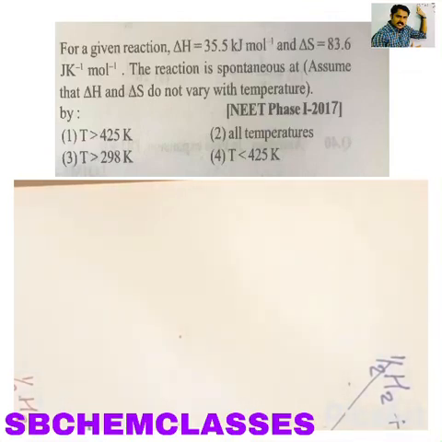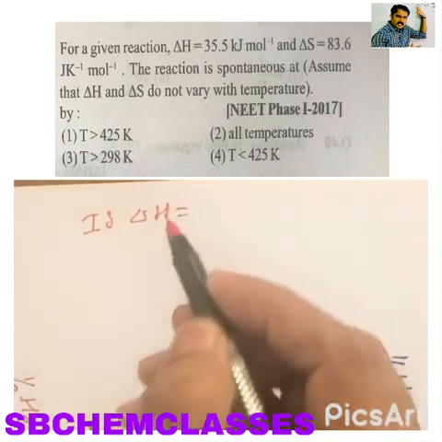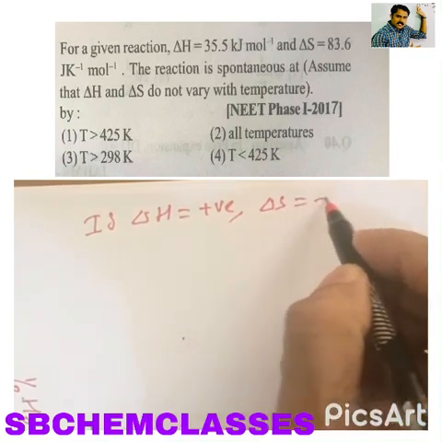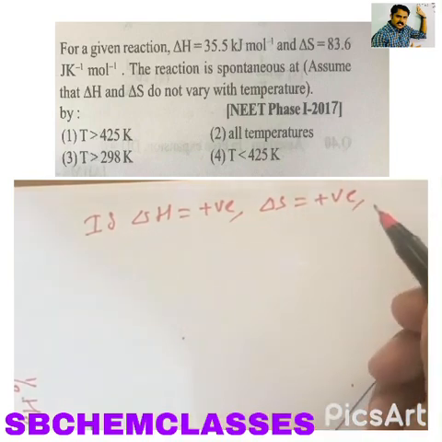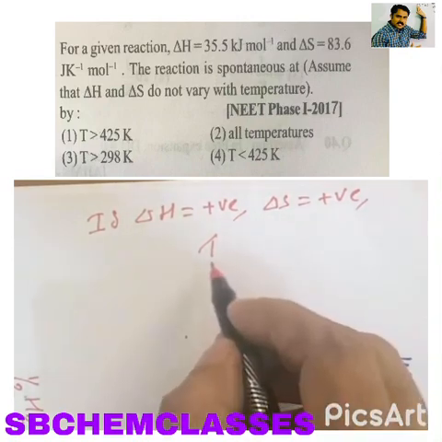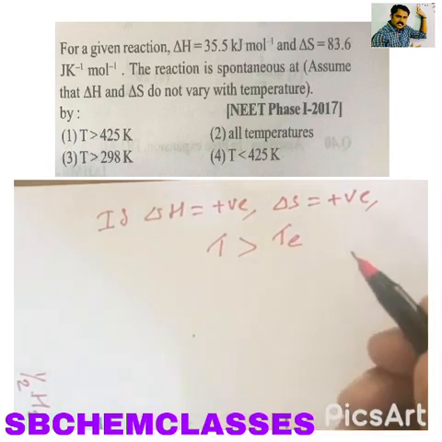For a given reaction, delta H is 35.5 and delta S is 83.6. The reaction is spontaneous when, if delta H is positive and delta S is positive, the reaction will be spontaneous at a temperature greater than the equilibrium temperature.